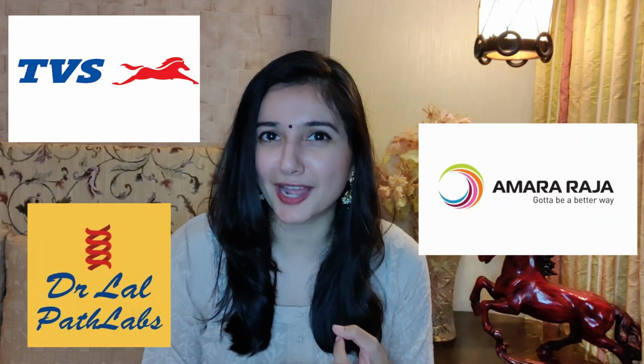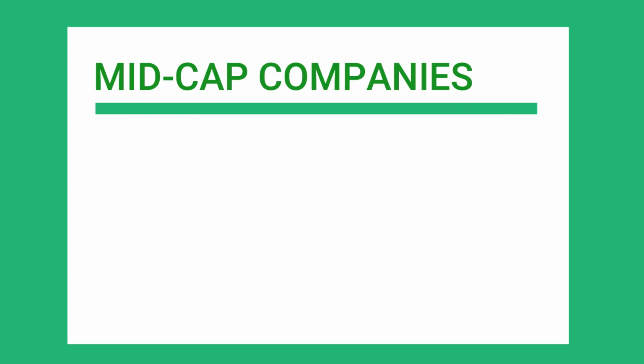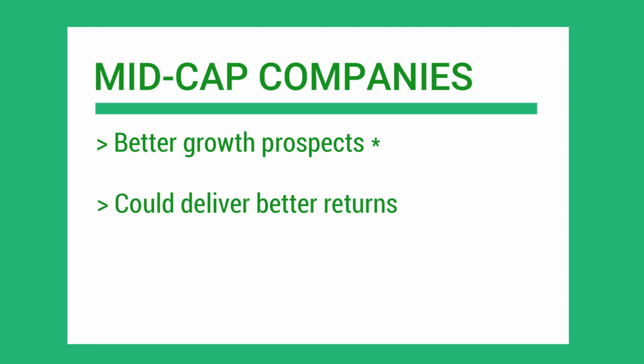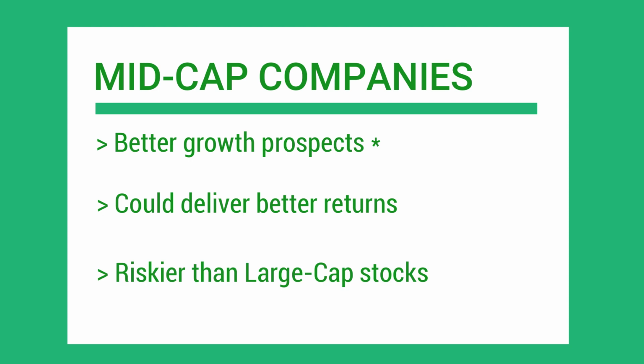Mid cap stocks include names such as TVS Motors, Lal Path Labs, Amara Raja Batteries, etc. These companies usually have better growth prospects and usually are able to deliver better returns. However, they are also more risky than large cap stocks. I think by now you would have got a drift of what small cap stocks are. Now, some examples of small cap stocks are Balaji Telefilms, Cox and Kings, Inox, etc.